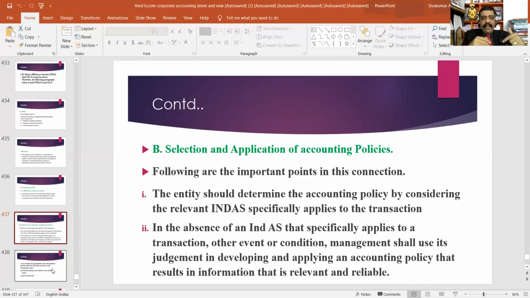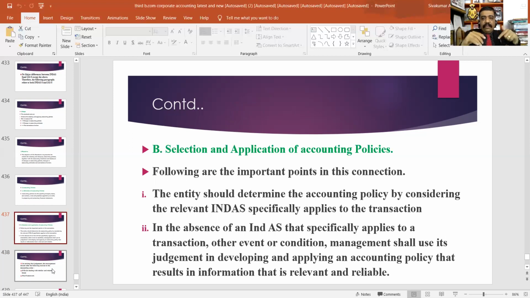Okay. Then, selection and application of accounting policy. What are the important principles connected with the selection and application of accounting policies? The standard helps us to find a suitable accounting policy. Likewise, it helps us to change our existing accounting policy. The entity should determine the accounting policy by considering the relevant INDAS. That means the accounting policy of entities is related to the relevant INDAS.